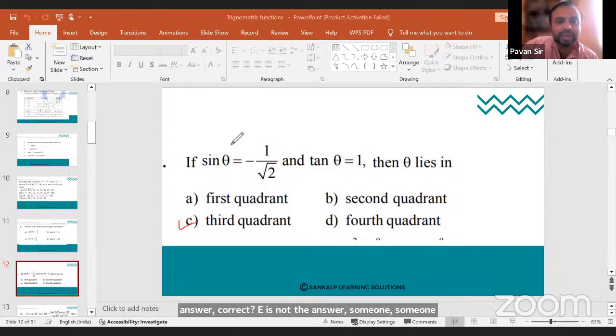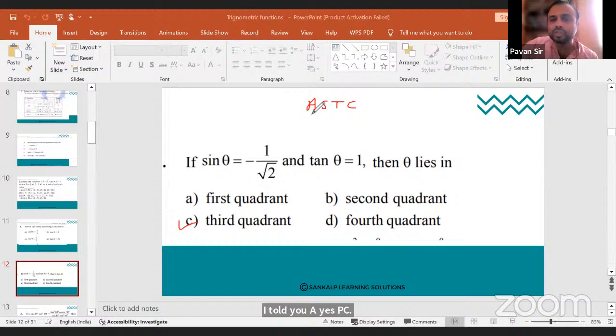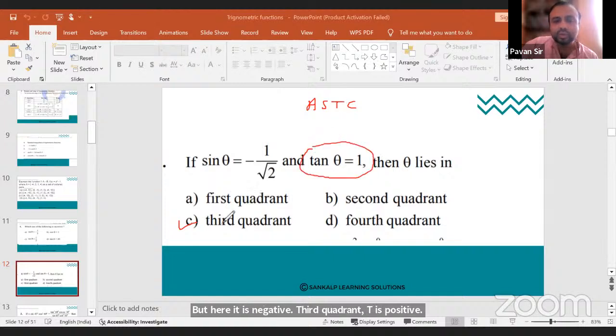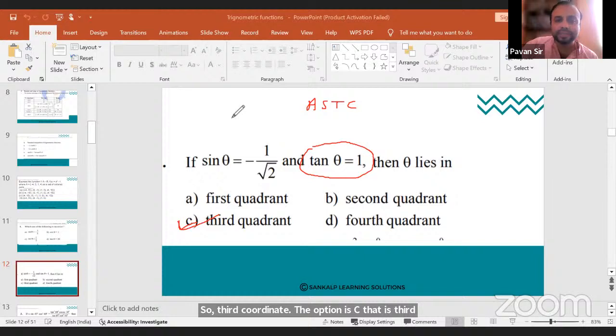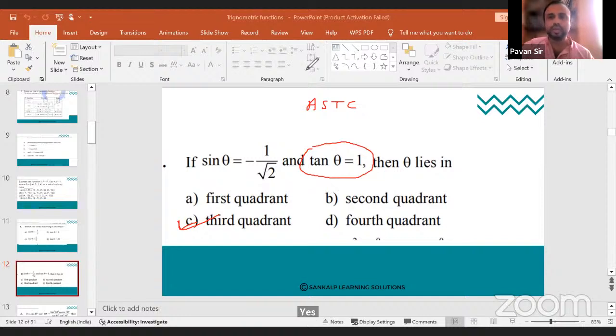Why? Because of ASTC, I told you. All T ratios are positive in the first quadrant. Sine is positive in the second quadrant, but here it is negative. In the third quadrant, tan is positive. It is satisfying the result here. So the option is C, that is the third quadrant. Understood? Yes. Birappa has given the correct answer from YouTube. Okay. Next one.